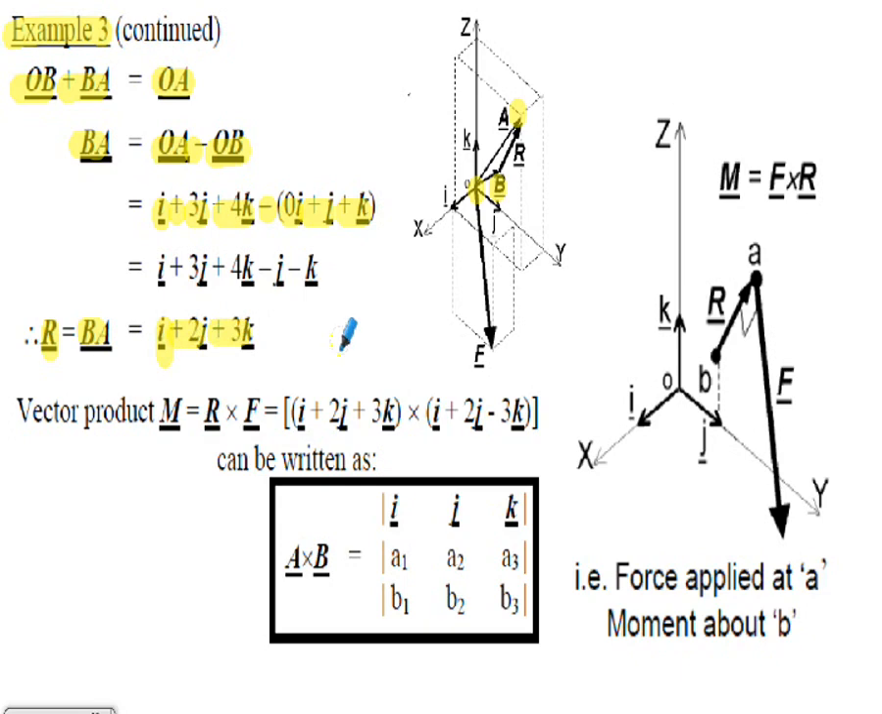So now we've got our distance between B, the point about which we're taking moments, and point A, where the force is applied, so we can find the vector product M, which is R times F. R is i + 2j + 3k from the line above, and we're multiplying this by the force vector, which is i + 2j − 3k. The diagram on the right shows the force applied at point A, generating a moment about B. We're going to use determinants now, as we did before, to find the vector product of R times F.